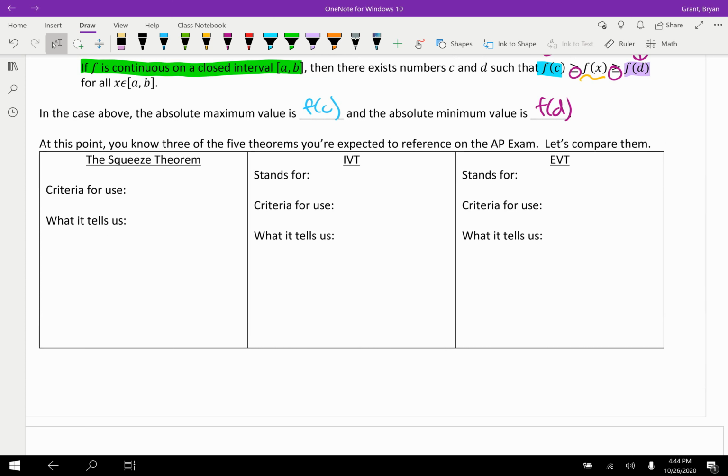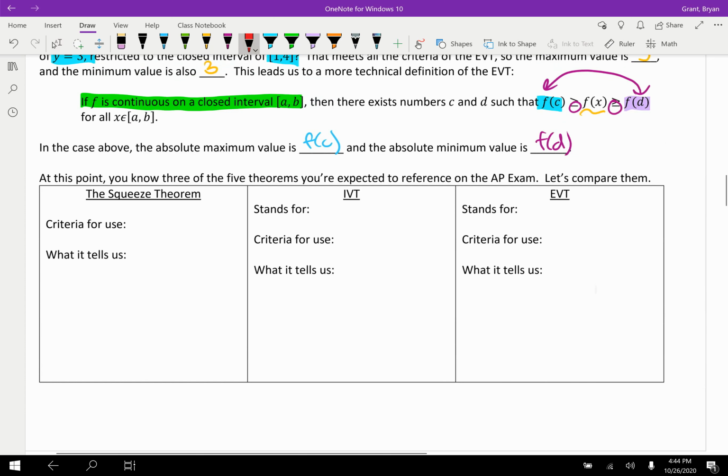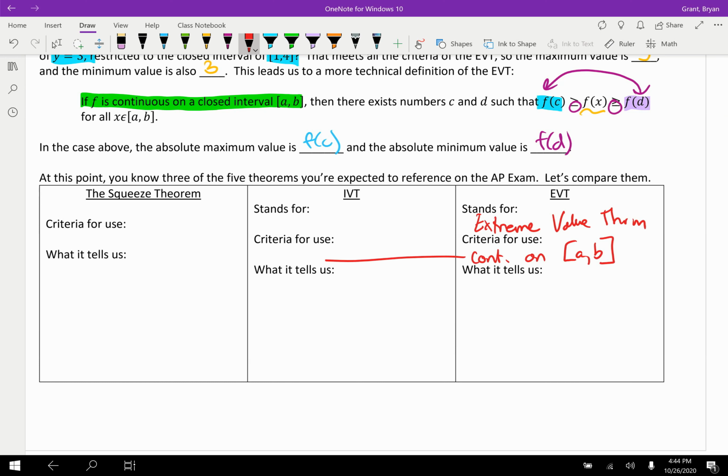And I'm back. Okay, squeeze theorem, IVT, EVT. Let's do the most recent one first. The EVT, that of course stands for the extreme value theorem, right? We'll abbreviate theorem so I don't have to screw up all the vowels in there. Criteria for use, continuous on a closed interval. The nice part is that's the same thing for the IVT. Ha, we're cheating a bit.